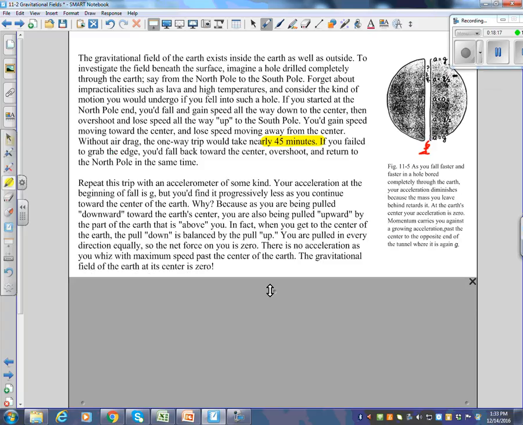Okay, now, pay a little attention here because there are a few little wrinkles. Repeat this trip with an accelerometer of some kind. Your acceleration at the beginning of the fall is g, 9.8, but you find it progressively less as you continue toward the center of the Earth. Why would the gravity become less? Don't read ahead. Why would the gravity a third of the way down be less than 9.8? It's not an easy question.